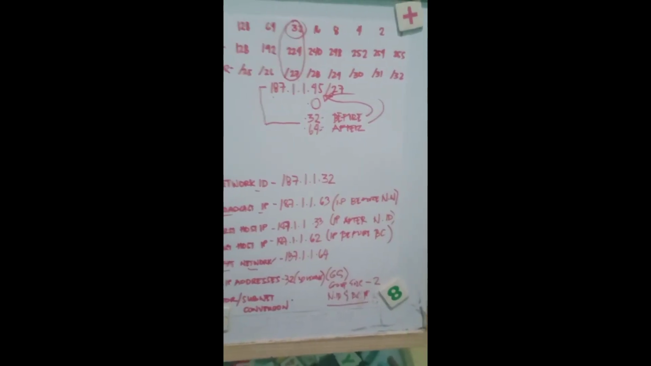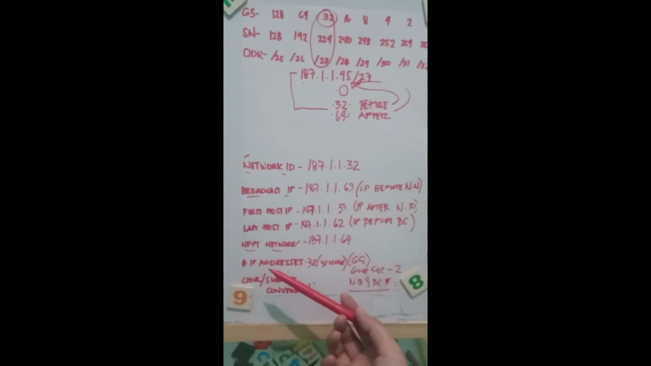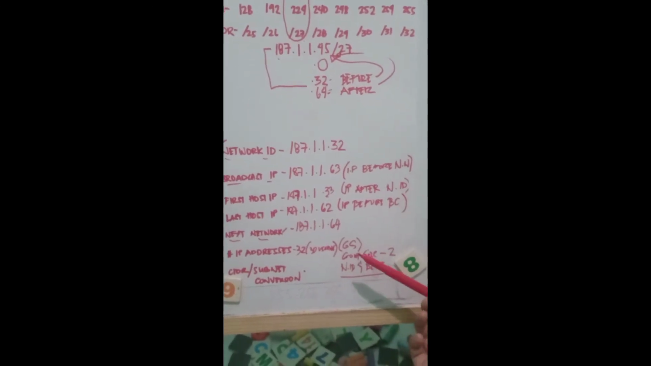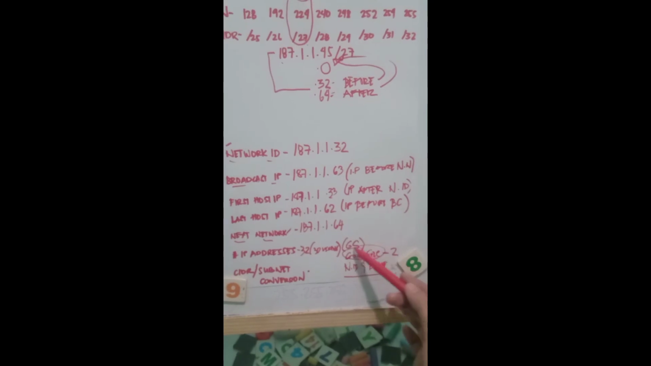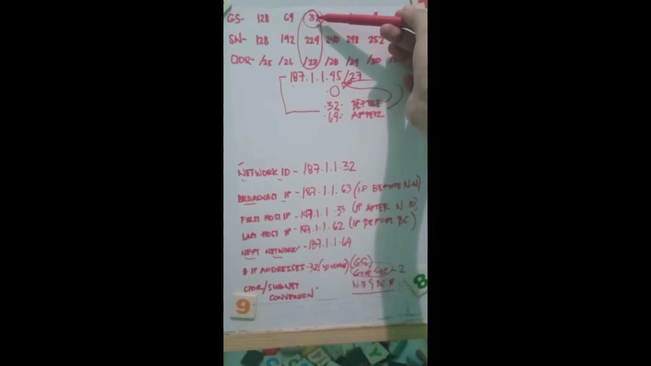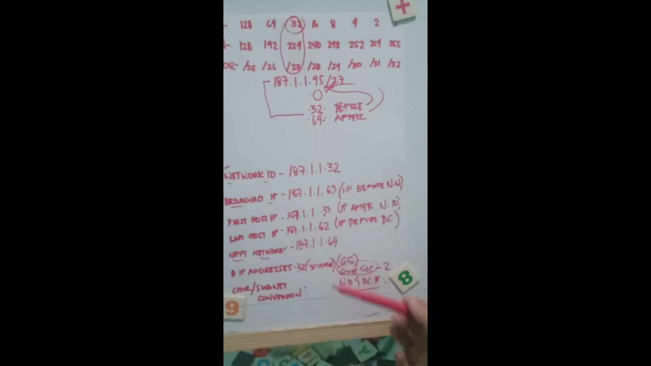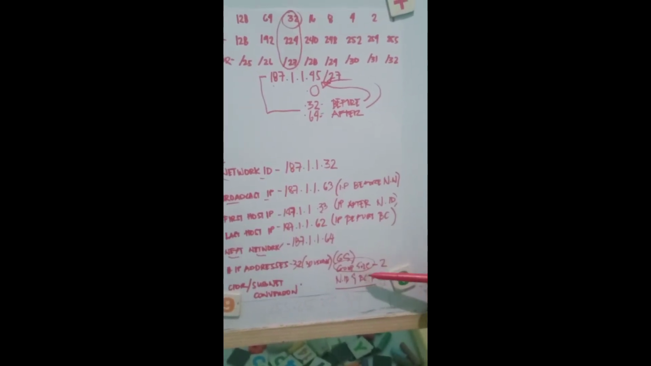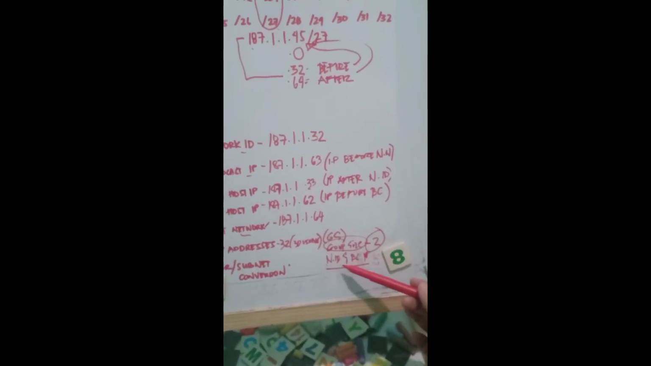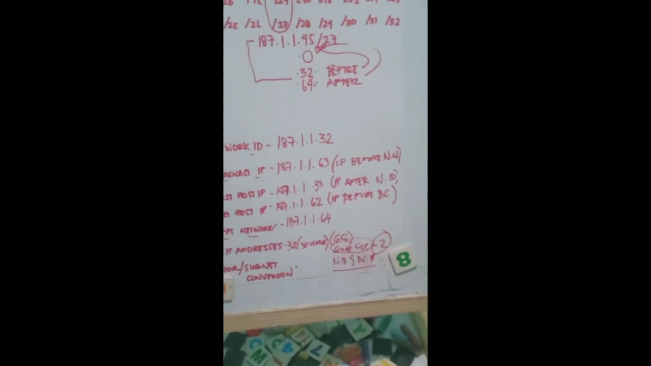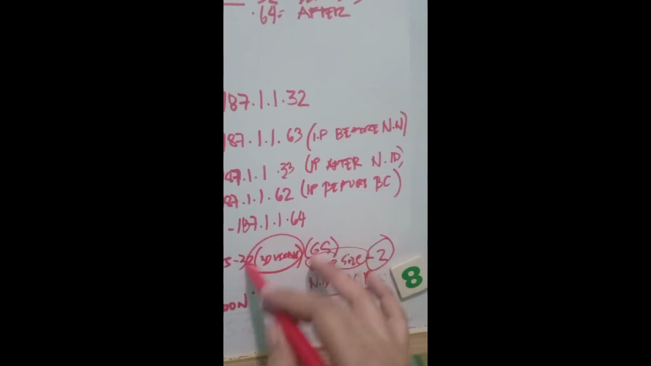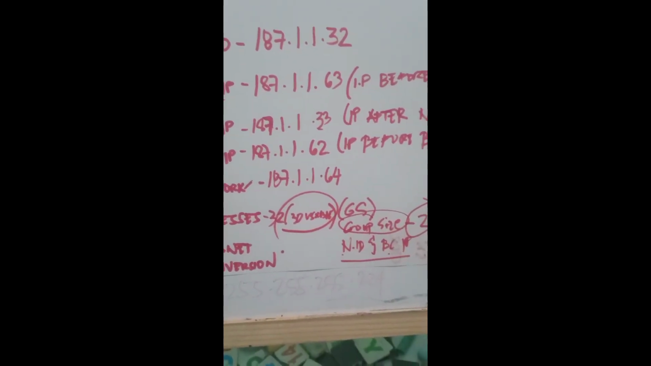The next one is the number of IP addresses. Remember, the number of IP addresses is just the same as the group size. So our group size is 32. Now we have 32, but we have to subtract 2, which are the network ID and the broadcast IP. So 32 less 2 is 30 usable IP addresses. We now have 30 usable IP addresses.